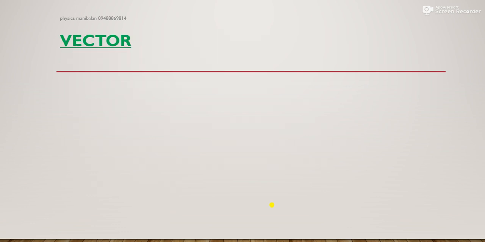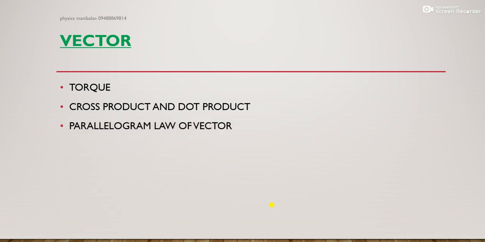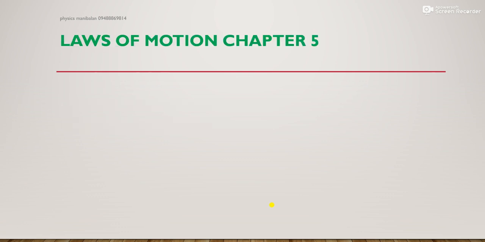Then vectors. From vectors, cross product and dot product are important. The very important repeated question is torque. The next one, cross product and dot product is one of the most important topics you need to learn from vectors. Then the parallelogram law of vectors. This they also asked 2-3 times, application based questions.